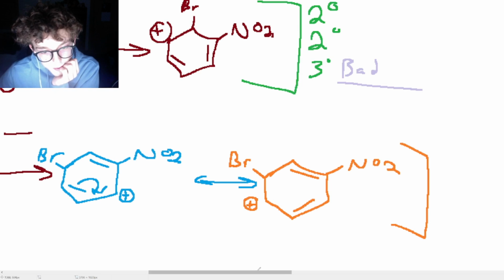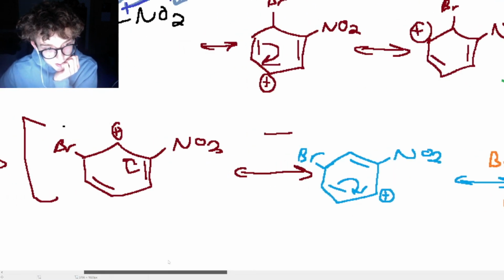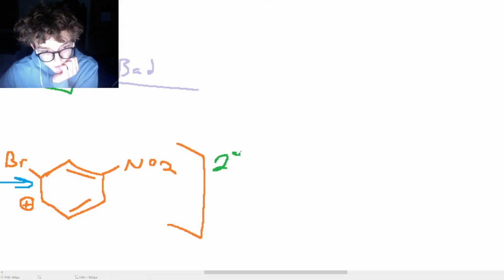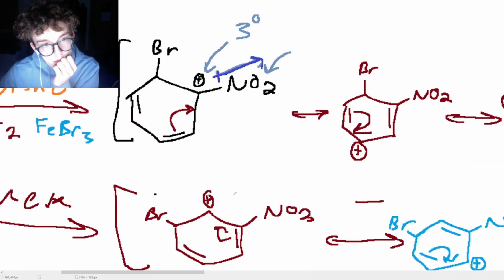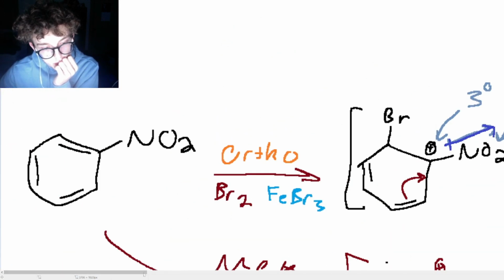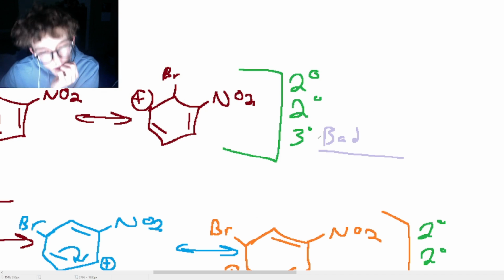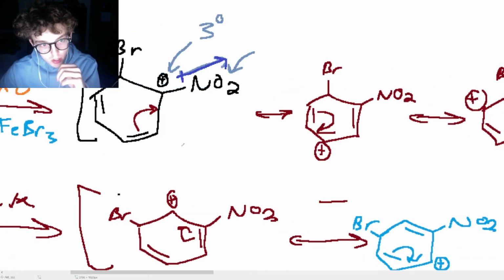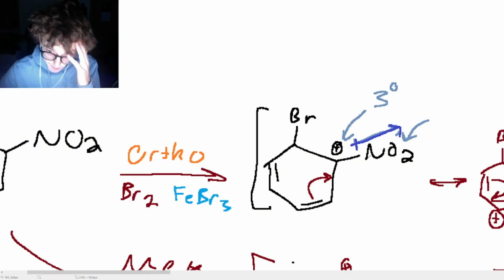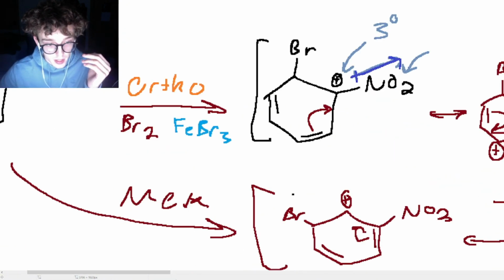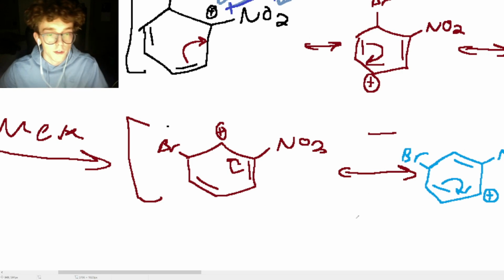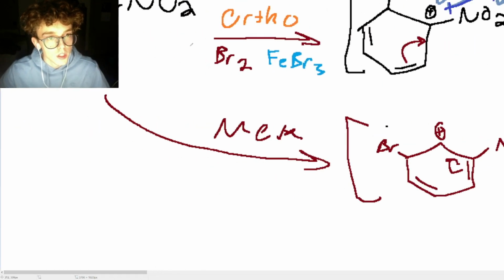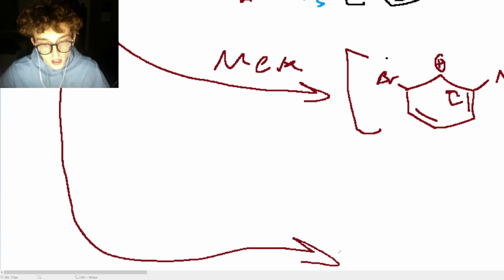So let's count them up. Secondary, secondary, secondary. Pretty okay. I mean, if you were to compare our ortho from up here to our meta, we have a really bad carbocation resonance structure in our first resonance structure that we draw, right? That is a terrible carbocation, and when you compare the two, meta is a more stable sigma complex, and therefore will be selected for.